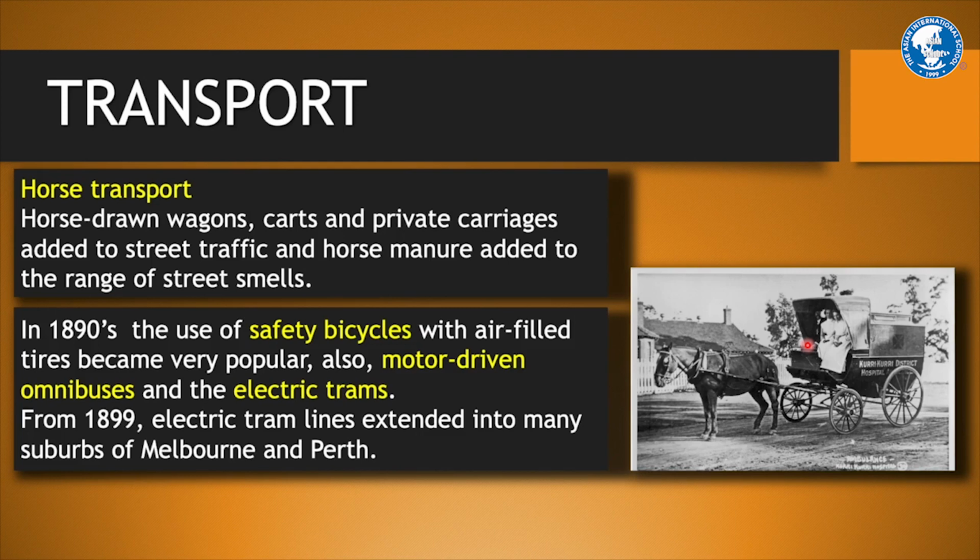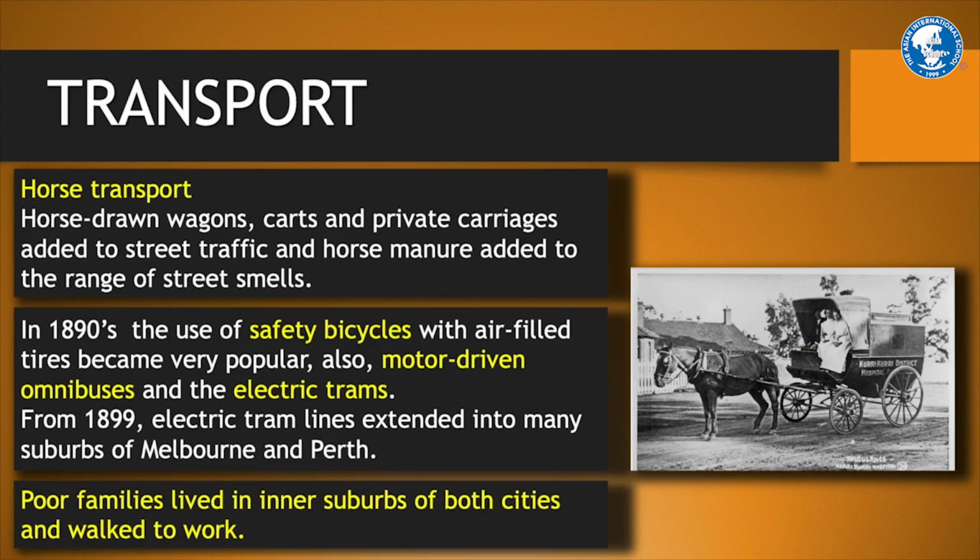And also motor-driven omnibuses and the electric trams. And from 1899, the electric tram lines extended into many suburbs of Melbourne and Perth. So here, poor families lived in inner suburbs of both cities and they walked to work.